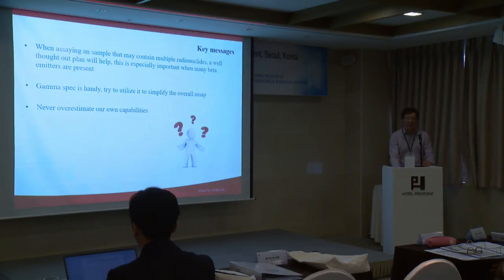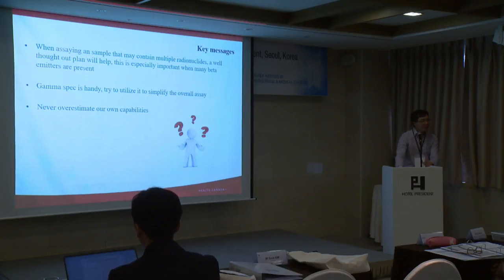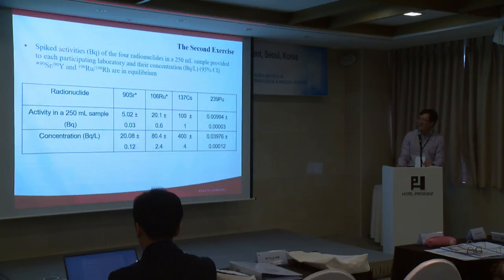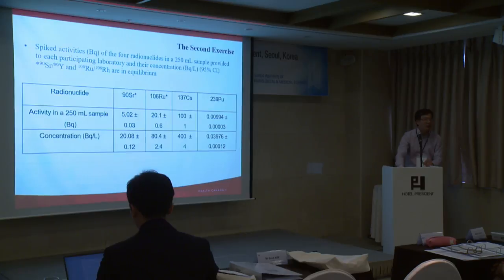The second one is that gamma spec is very handy. In this case, ruthenium-106 can be measured by gamma because of rhodium-106, very easy to do. Some labs did use this, but they made a mistake. They measured gamma for cesium-137 and rhodium-106, and they measured gross beta. They compared the measurements from gamma and from gross beta and said they are similar. The problem is that they missed strontium-90, a very small one. You will see the numbers, 400 plus 80, 480. And if you add another 20, you get 500. 480, 500, very similar. So they missed the one.